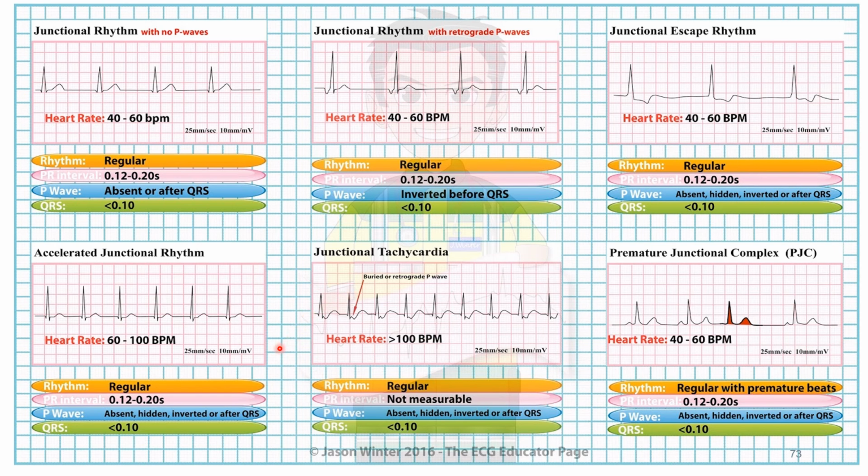Accelerated junctional rhythm. It's going to be a junctional rhythm, however, the rate is between 60 and 100. And then junctional tachycardia, again, same thing, just greater than 100 beats per minute. And your premature junctional complexes, it's going to be kind of like a PAC without the P, and it's not a PVC, it's just a PJC.